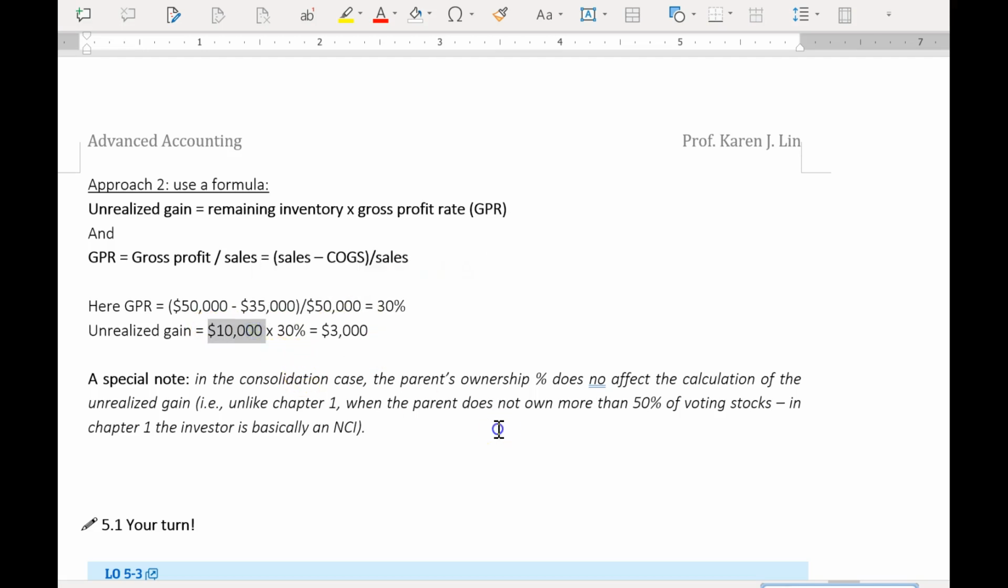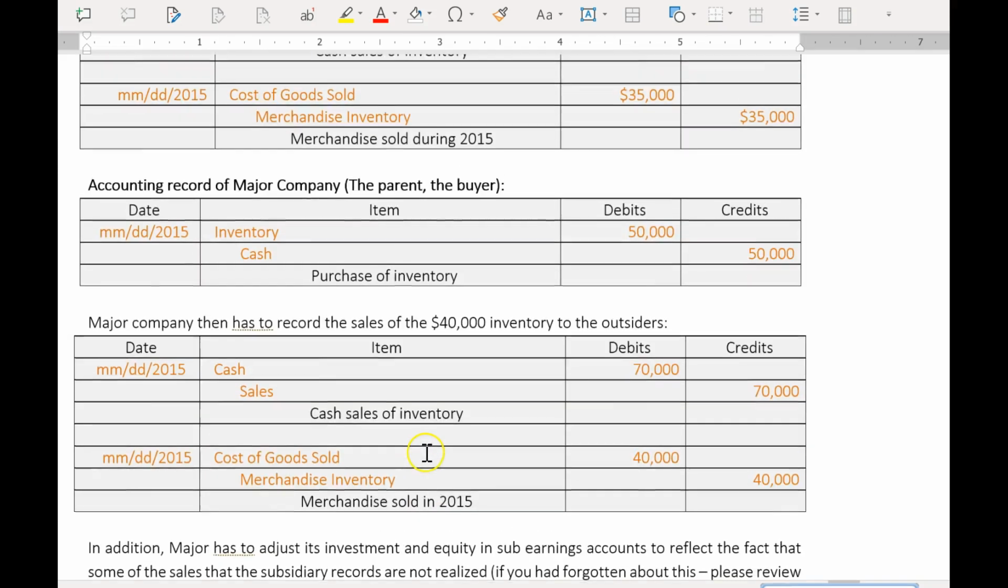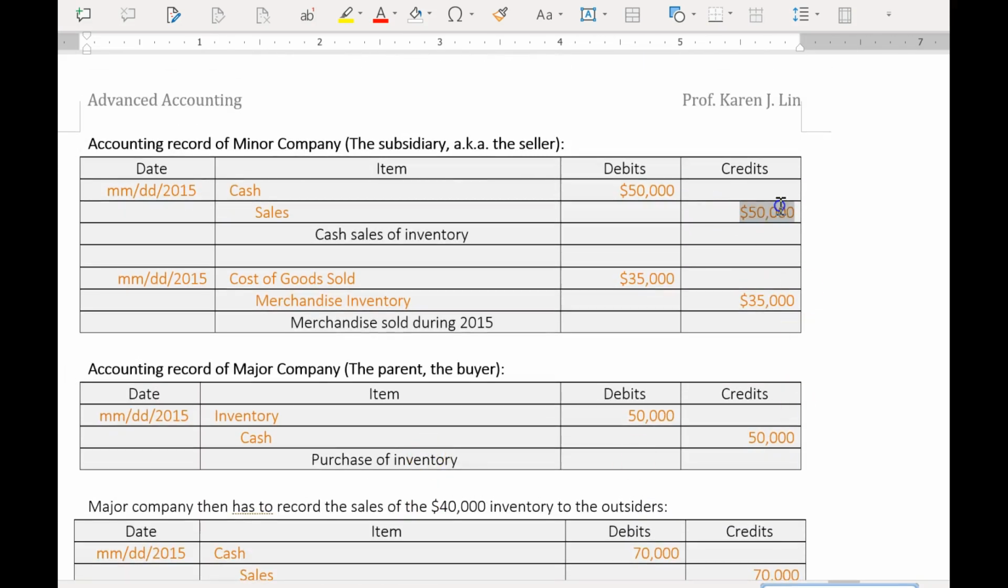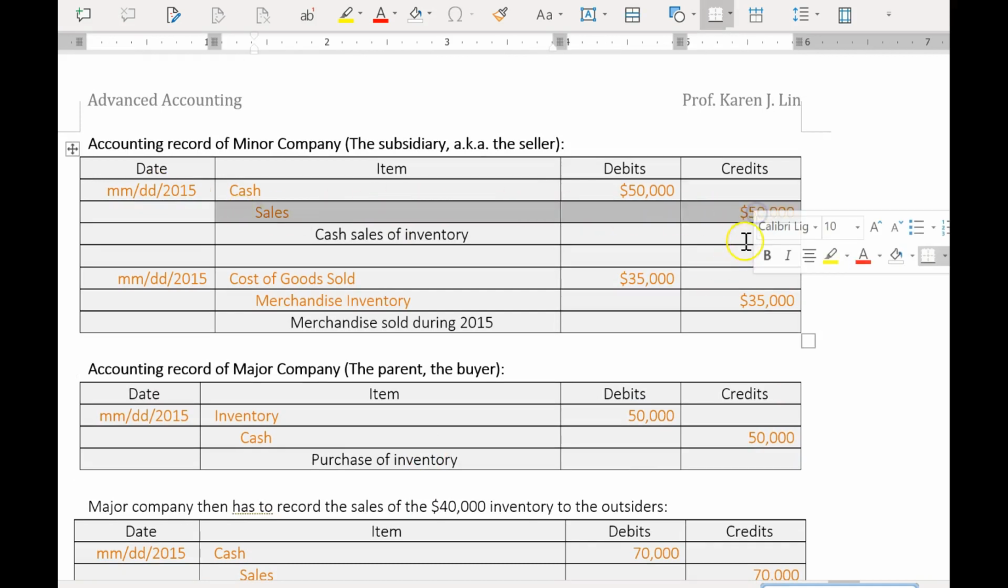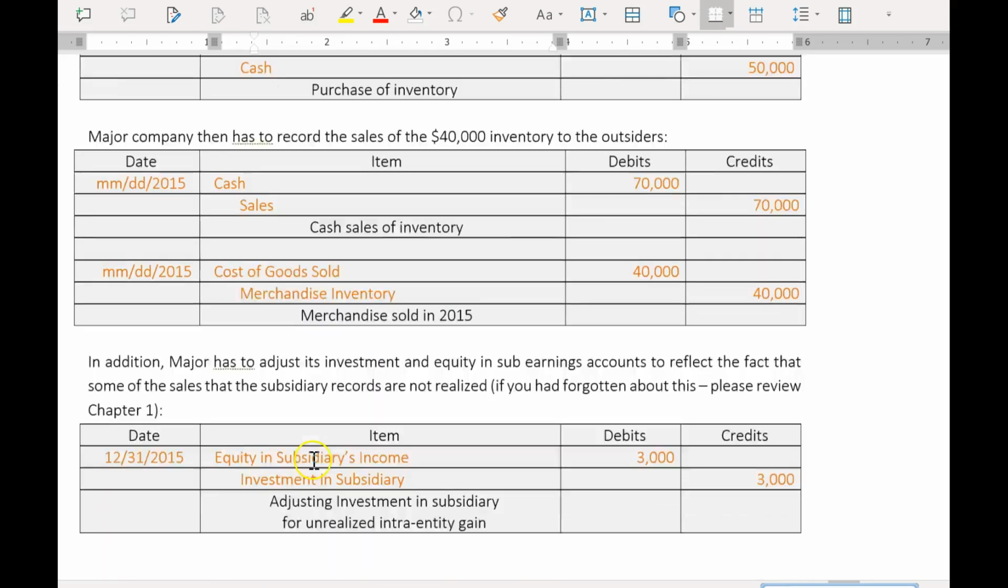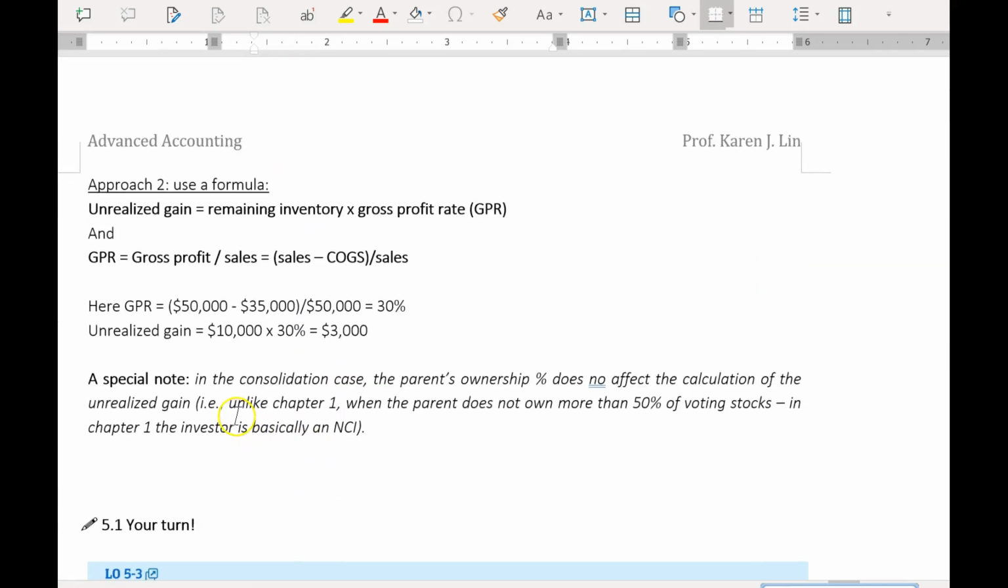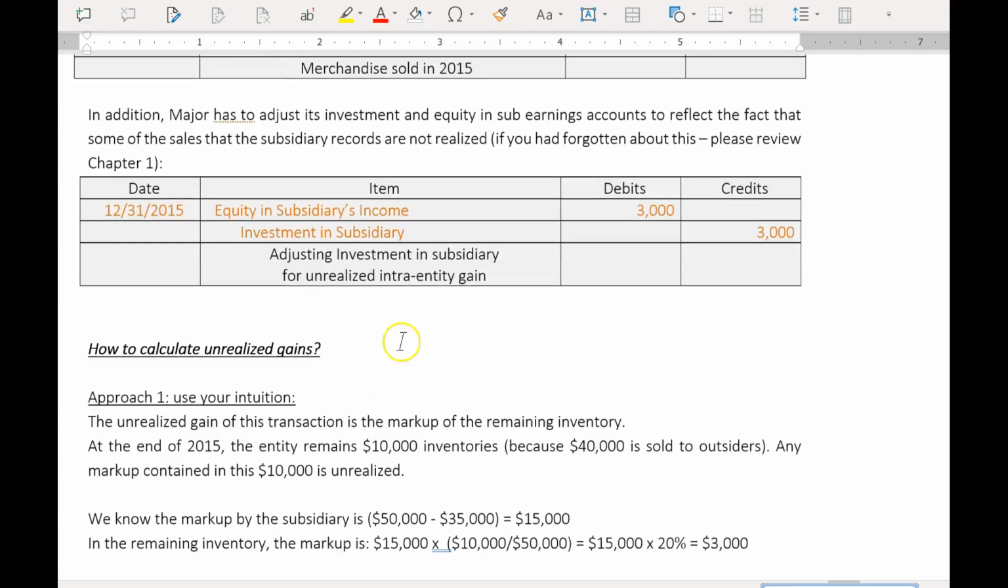Now you see why your denominator is sales, because this $10,000 is based on the sales of the subsidiary. The 10,000 out of 50,000 uses the baseline of the sales number of the subsidiary. So here, the unrealized gain is the remaining inventory multiplied by the GPR, 30%, which means in the remaining inventory there is a 3,000 markup based on sales price. So that part should be adjusted.